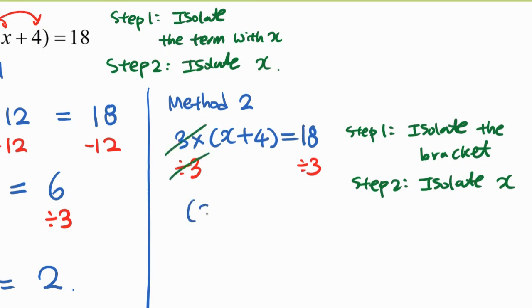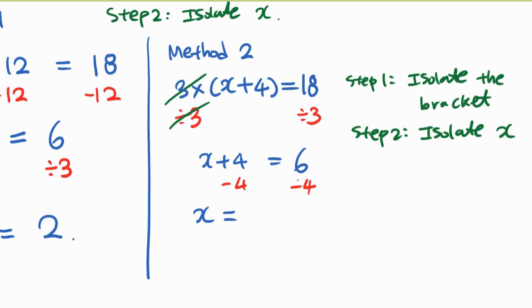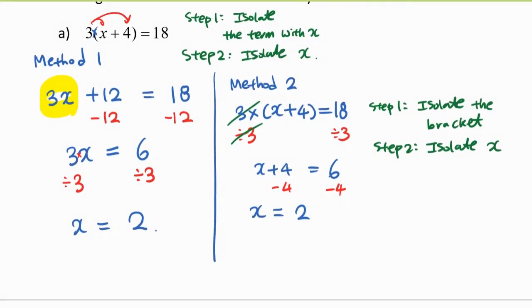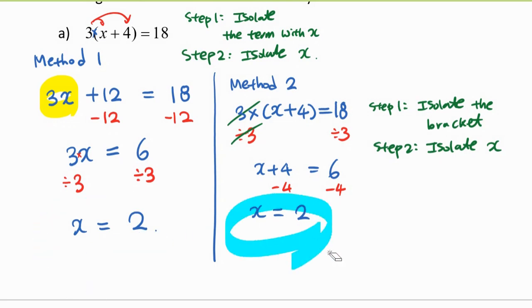I have a bracket x plus 4. 18 divided by 3 will be 6. So now we can just omit the bracket. x plus 4 equals 6. To isolate x, we're going to subtract 4. Then x will be 6 minus 4. That's 2. Okay, either way, you're going to get the same answer, right? Okay, let's move on.